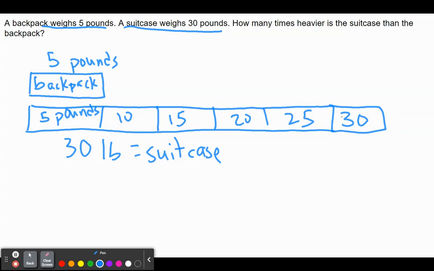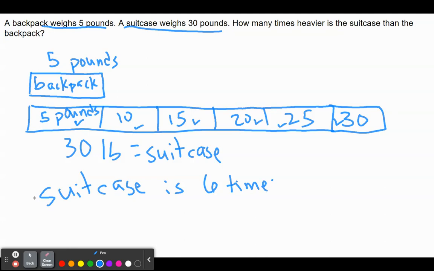So how many times heavier is our suitcase? Let's go ahead and count how many strips we had to make, or how many boxes we had to make. So we have 1, 2, 3, 4, 5, 6. So looking at our strip diagram, we know that the suitcase is 6 times heavier than the backpack.